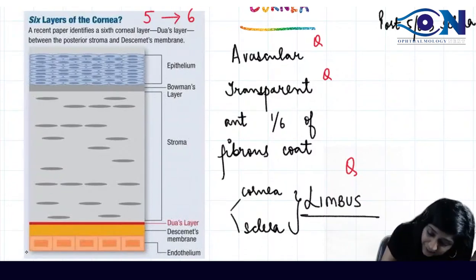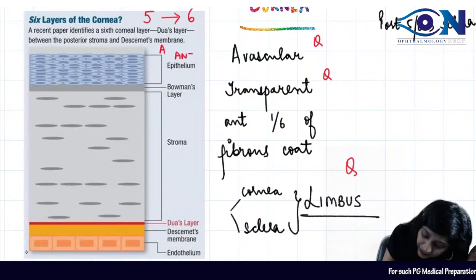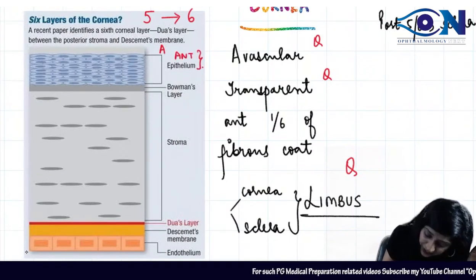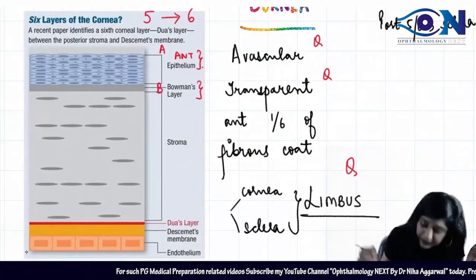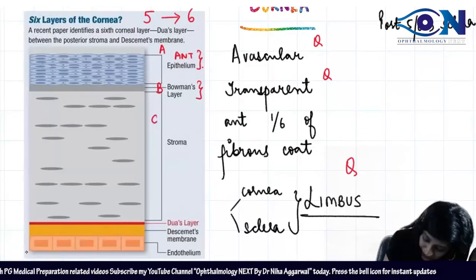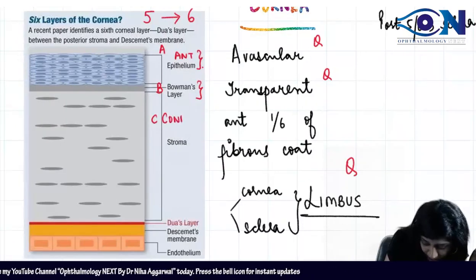First is A, the anterior epithelium. Then we have B, B for Bowman's layer. Then we have C, C is for connective tissue.